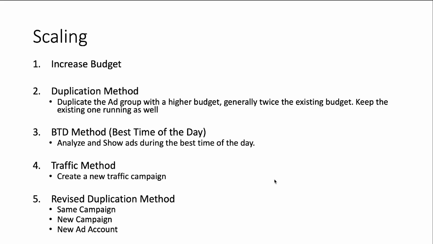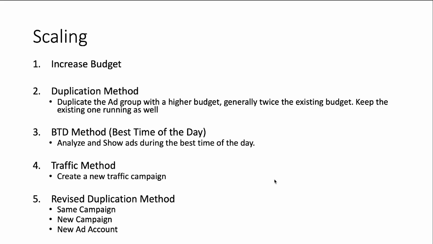Now what will happen is, now your budget is 6000 rupees. So 4000 for the new ad group and 2000 for the previous ad group. Keep the previous ad group running. Remember, I told you earlier, do not shut what is running well. So now from 2000 you aggressively scale to 6000. Tomorrow, the next day, you can create a new ad group of 12,000. That's how you duplicate it by doubling the budget.